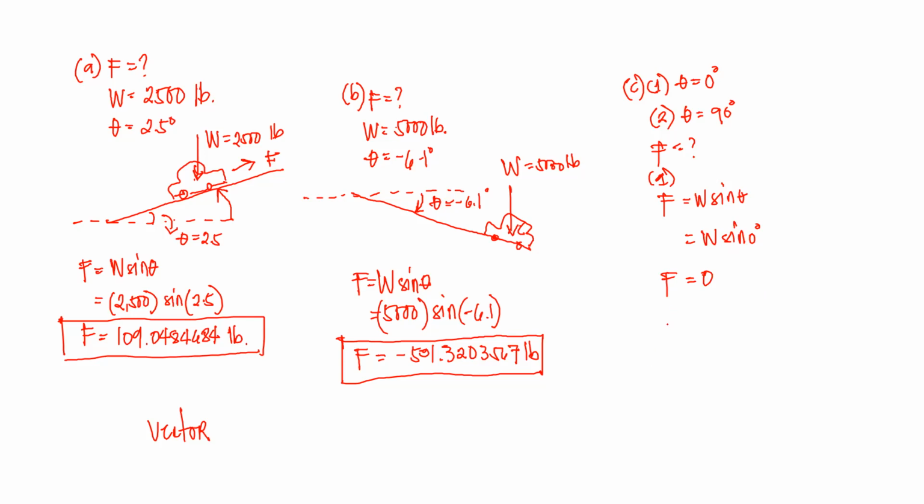Next, for case number 2, F is equal to W sine theta, and W sine 90 degrees, and sine 90 is 1. So 1 times your weight, or it can be any weight, or it can be any variable. Force is equal to weight. So unsa may pasabot ana?